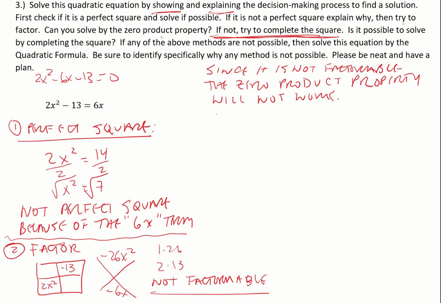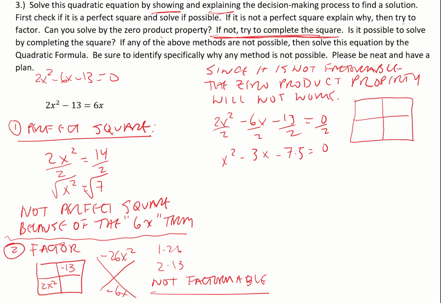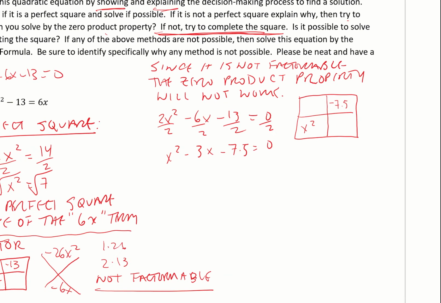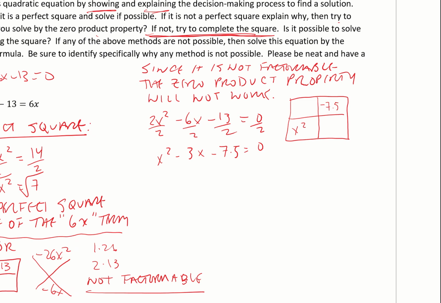So in order to do this, 2x squared minus 6x minus 13 equals 0. I can't have a coefficient, so I'm going to divide everything by 2. So then I get x squared minus 3x minus 7.5 equals 0. And to complete the square, I have to make the middle term, so x squared, this is minus 7.5. I'm just going to go over just a titch. And so, oh no, I'm sorry. I'm trying to factor and I'm supposed to be doing the perfect square. So let's try that again.